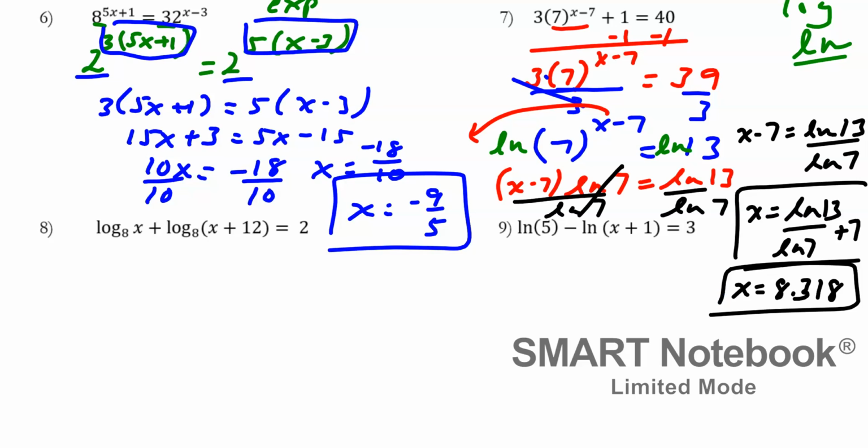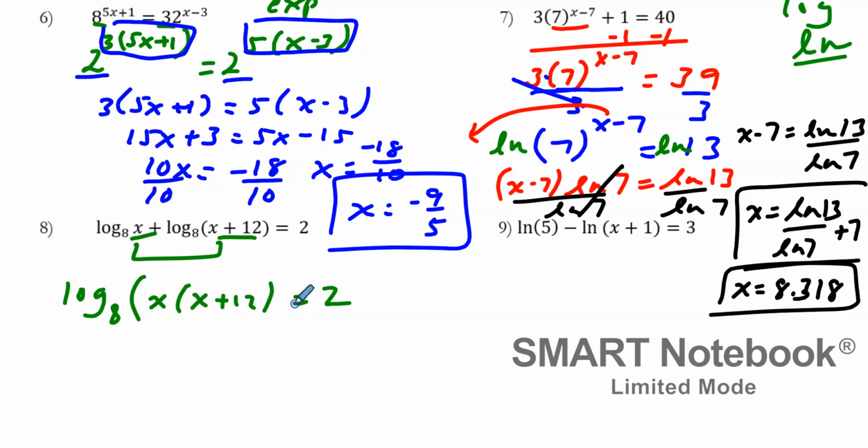Number 8. We have two separate logs on the same side of the equation, not equal to a log over here. I would suggest combining these two logs or condensing these two logs. Both of them have the same base, so we can condense them to be log base 8. When you're adding two logs, you multiply the arguments. x times x plus 12 equals 2. So what that really is, log base 8 of x squared plus 12x, if you distribute, equals 2.